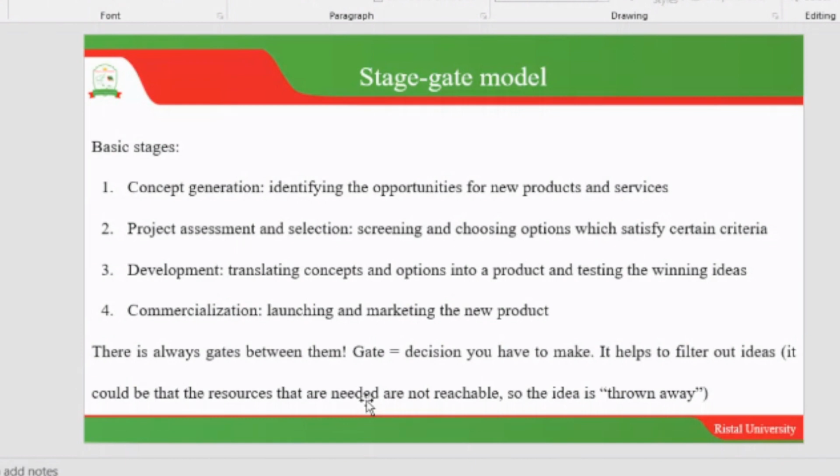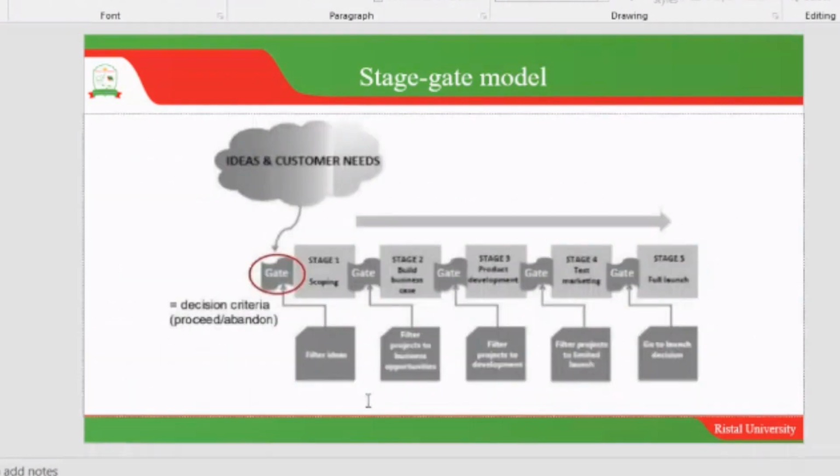So like I said, those gates are really cues or triggers to make decisions, and they help filter out ideas so that we have resources allocated to the best ideas, and we can maximally use the resources.